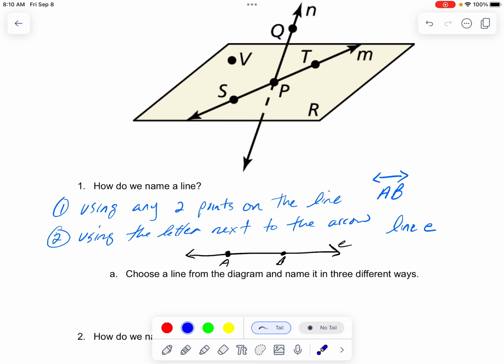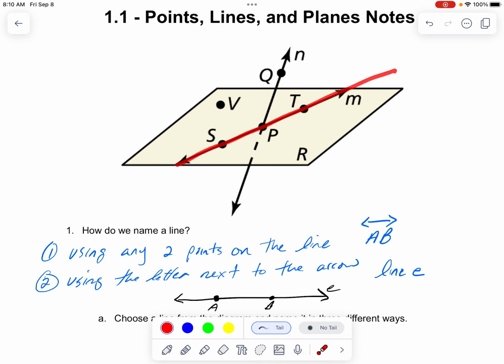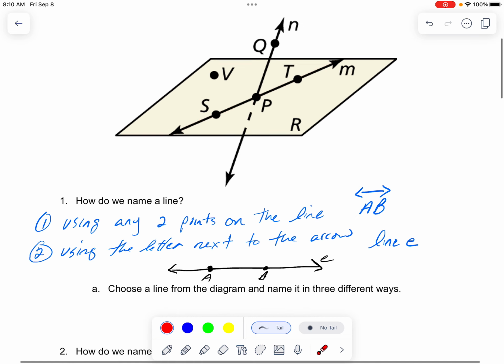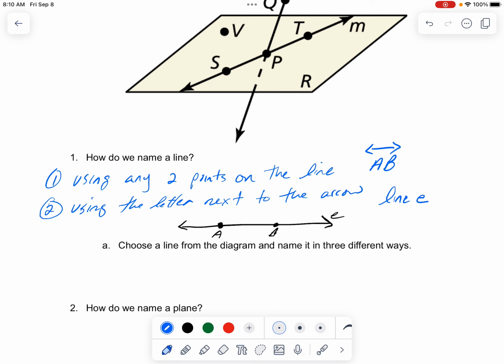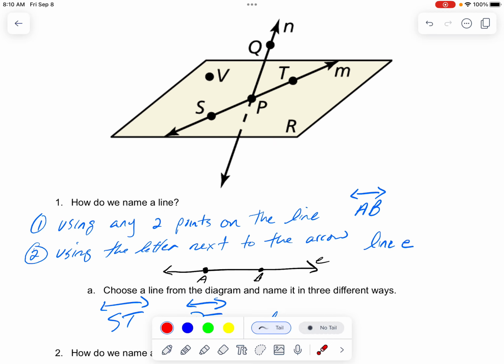So I will pick this line right here. One way that we could name that would be ST, since those are 2 points on the line. So we could call this line ST. Make sure you have your arrows. We could call it line PT, because P is another point on that line, or we could call it line M, because there's that M right next to that arrow. That tells me that M goes with this line, and we can call that line M.